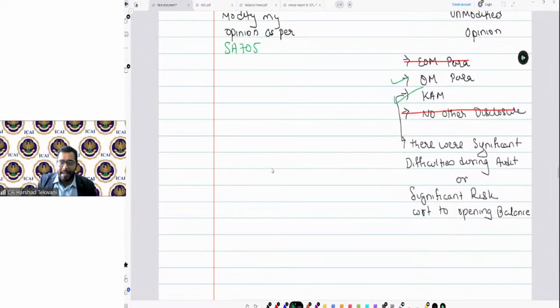So it depends that if during the audit I faced significant difficulties to gather sufficient and appropriate audit evidence, then yes, it can become part of my key audit matter. Again, that is a professional judgment of the auditor to decide which should be the key audit matter. But yes, I can include. There is no restriction from that point of view.